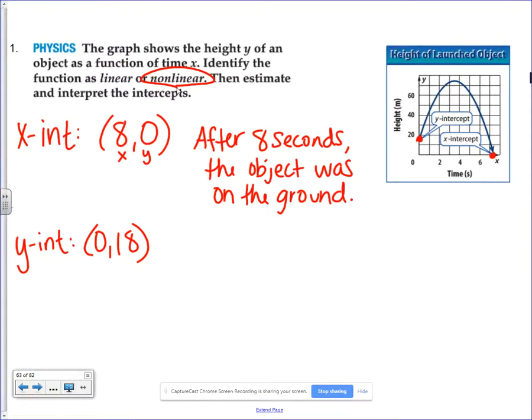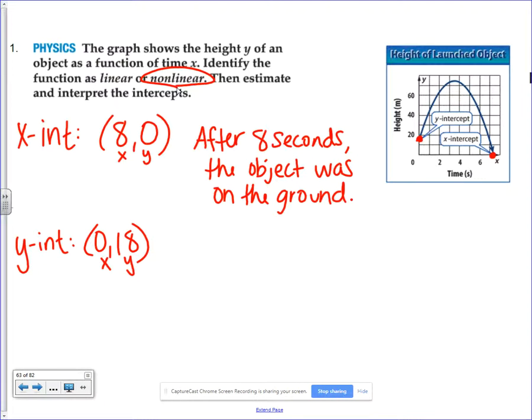Now tell me again, what variable is this 0? And what variable is this 18? So what does this 0 mean? 0 what? Seconds. What does this 18 mean? Meters. So what does that mean, guys?